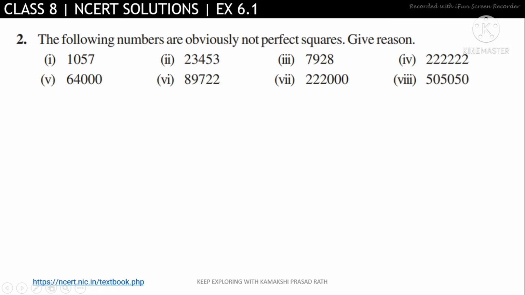Next, question number 2 says the following numbers are obviously not perfect squares. So we have to give reasons. It says that the following numbers are not perfect squares.